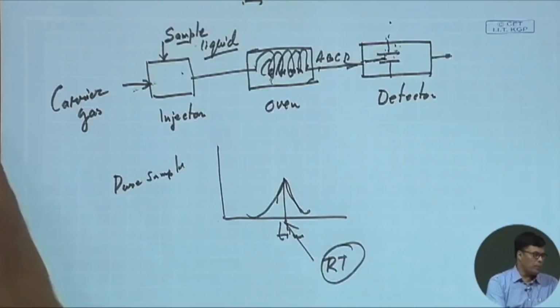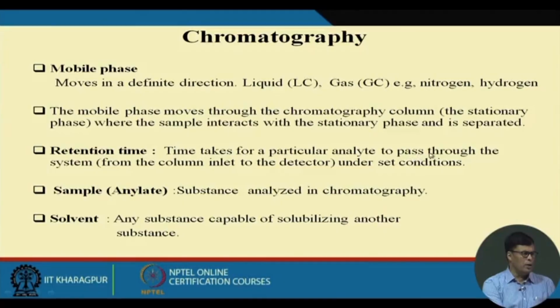It is the time taken for a particular analyte to pass through the system from the column inlet to the detector under the set conditions. The sample is the substance analyzed in chromatography. The solvent is any substance capable of solubilizing another substance, which we use as a solvent.